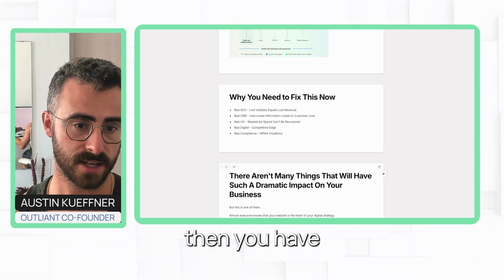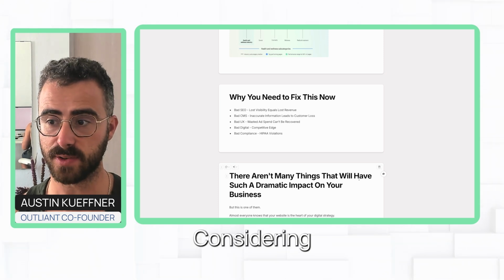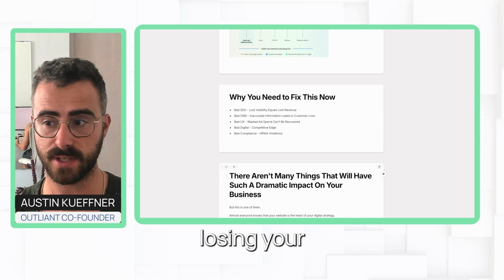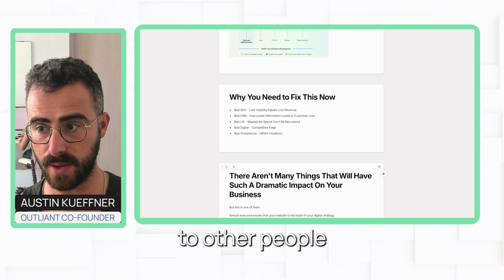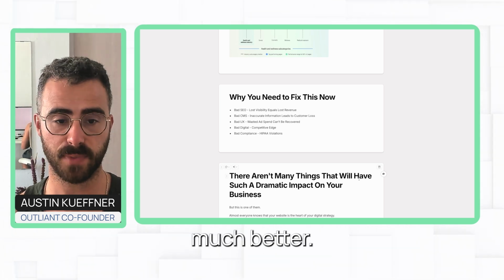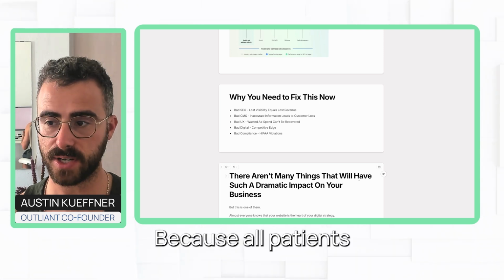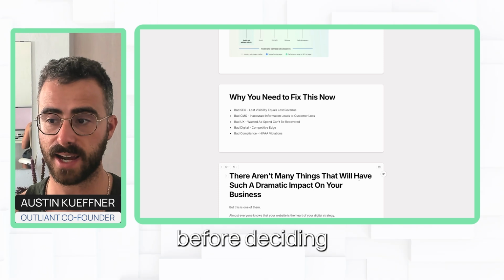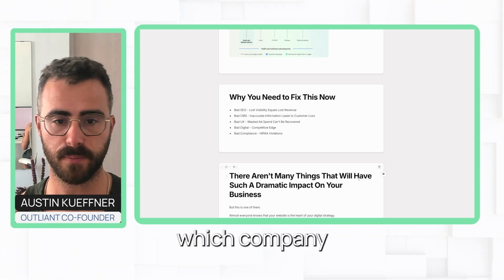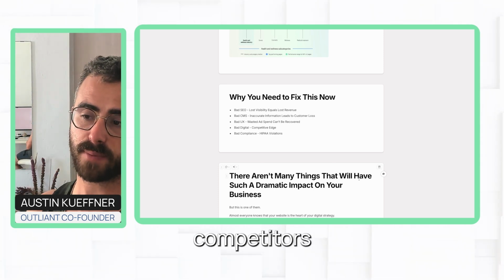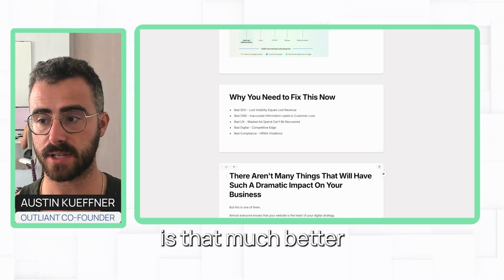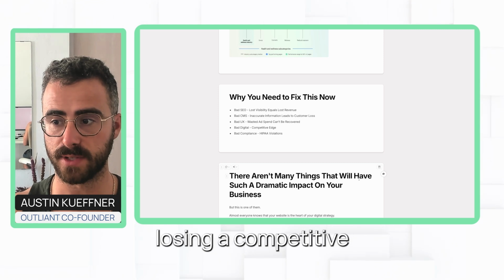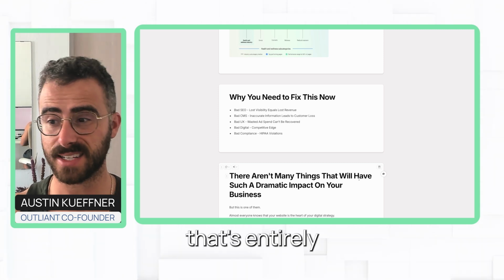And if you have bad UX, then you likely have bad digital, considering your website is the heart of your digital strategy. So you're losing your competitive edge to other people in your niche and in your area who are doing this much better, because most patients do some sort of online search before deciding which company to work with. And if your competitor's digital experience is that much better than yours, then the patients are likely going to go with them. So you're losing a competitive edge on something that's entirely controllable.